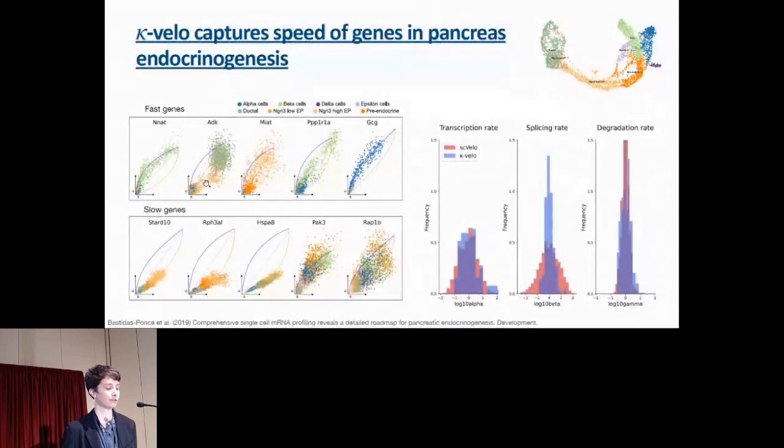We also have this example of ADK, which is a cell cycling gene that is only active in the ductal population, which we know is much, much faster in this system. The cell cycle is much faster than the entire differentiation trajectory. In comparison, slow genes are slowly up or down regulated over the entire trajectory.